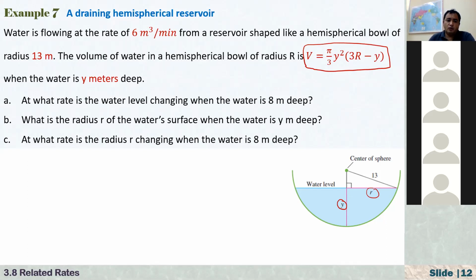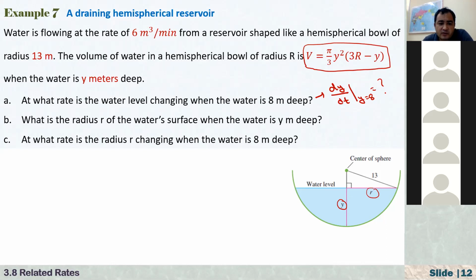So at what rate is the water level changing? The water level is y, so we need to find dy/dt when the water is 8 meters deep, when y is equal to 8. So we need to calculate this.